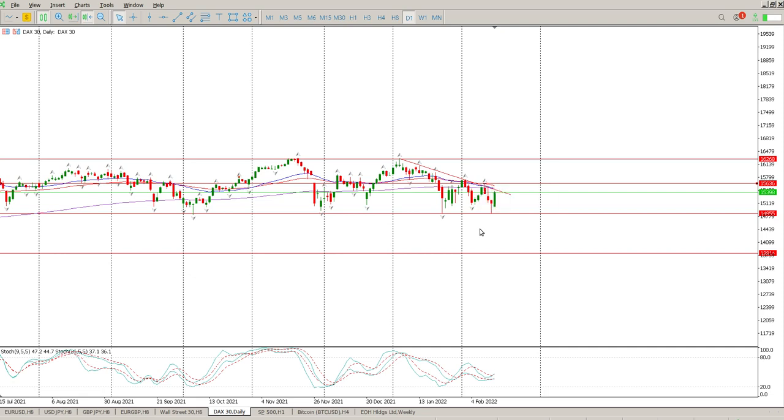So at the moment, we do have a bit of divergence here as well. We've got a crossover on the daily. So if we do get a second green bar, it should break that trend line and then start getting us ready for a move to the upside.